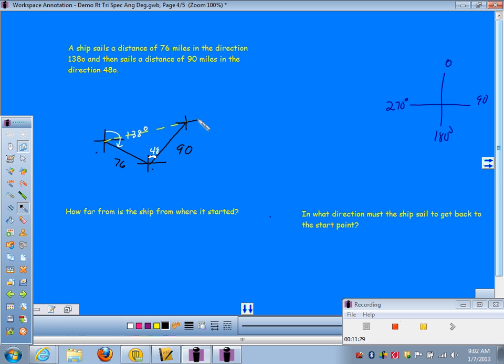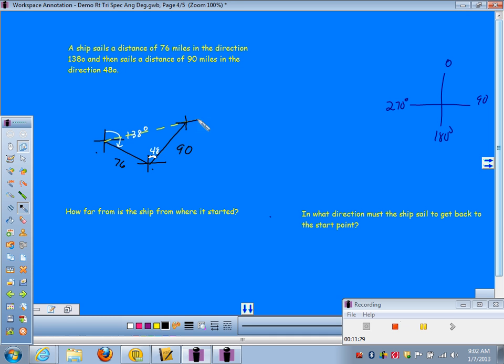Okay. Well, the big question is, right now we know we're doing right triangles. Where's the right angle got to be? Where it turned. How do you know that's got to be where it turned? If it was going 138 and then it went to 48, what's the difference from 138 to 48? 90 degrees. He made a 90-degree turn. So you can tell by the angles 138 to 48, that's 90 degrees.